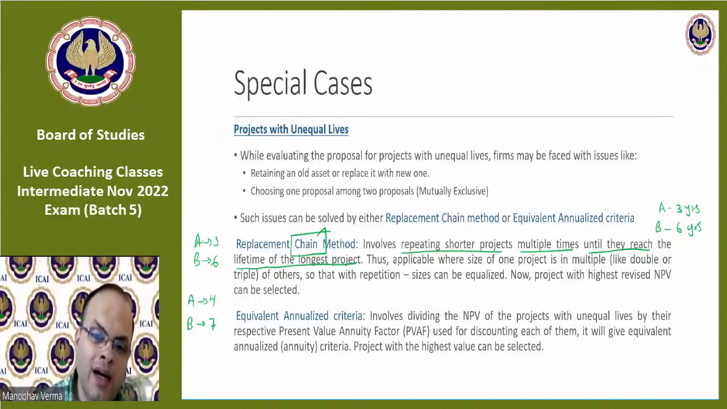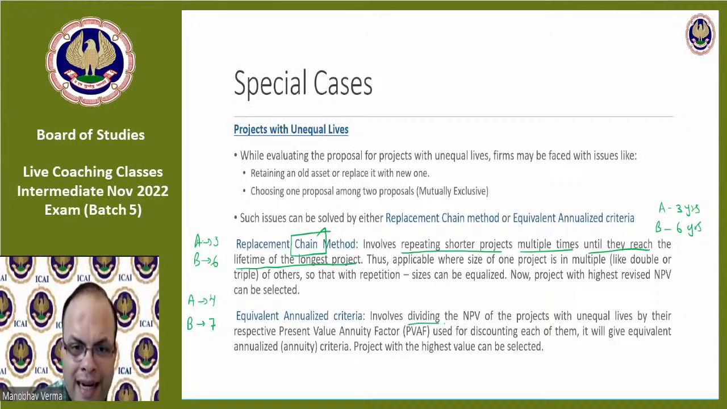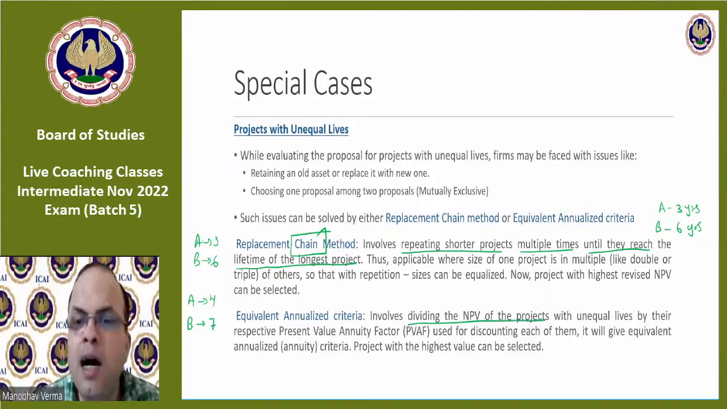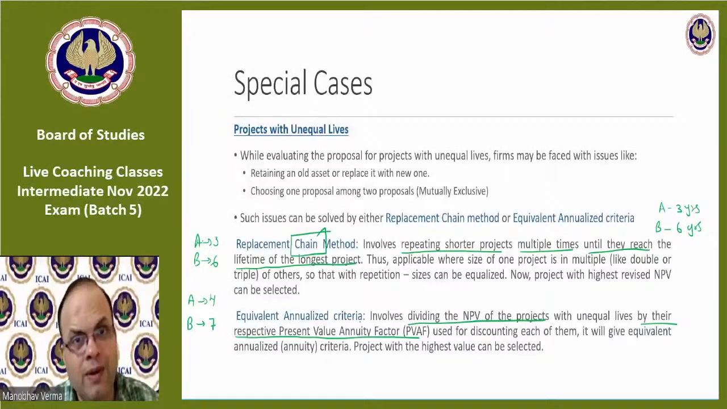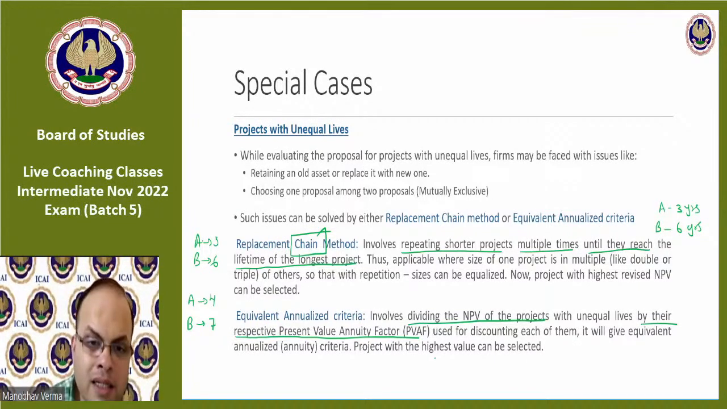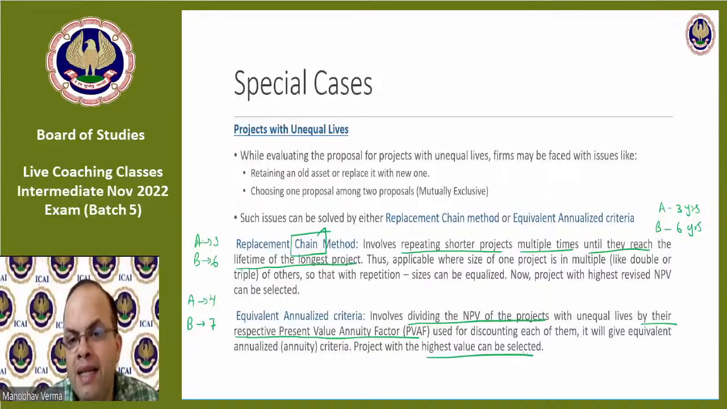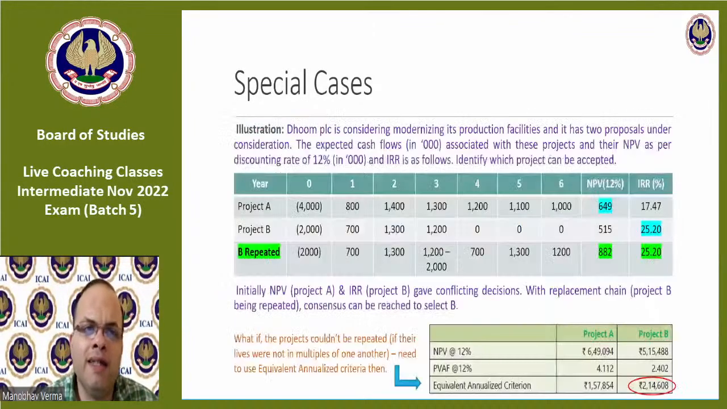Now, what is that? Here, we will calculate the NPV of the project. We will divide the NPV of projects with unequal lives by their respective present value annuity factor. You would have a present value annuity factor for 4 years, a different one for 7 years. We will divide the NPV by that, and the highest value can be selected. Let me show you this by the example here.